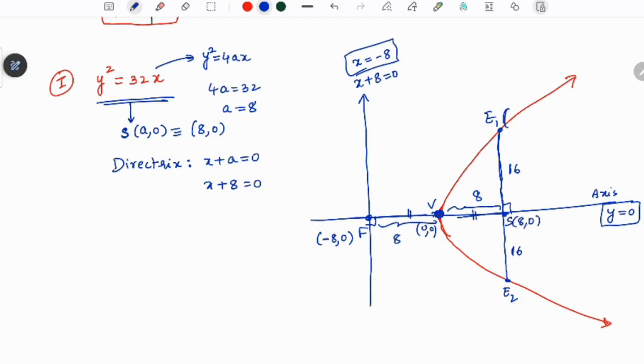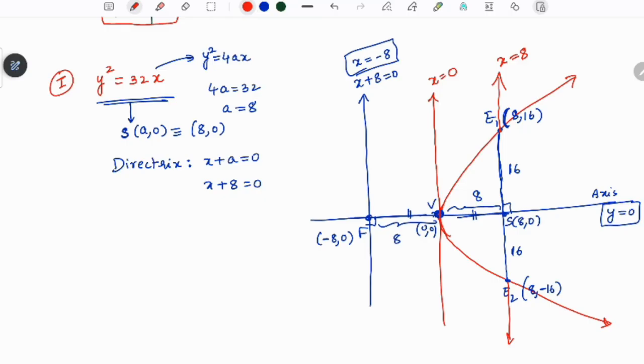So what will be the coordinates of one end of the latus rectum? 8 comma 16. And this end is 8 comma minus 16. What is the equation of the latus rectum? What is the equation of this line? x equal to 8. What is the equation of the tangent at the vertex? x equal to 0.